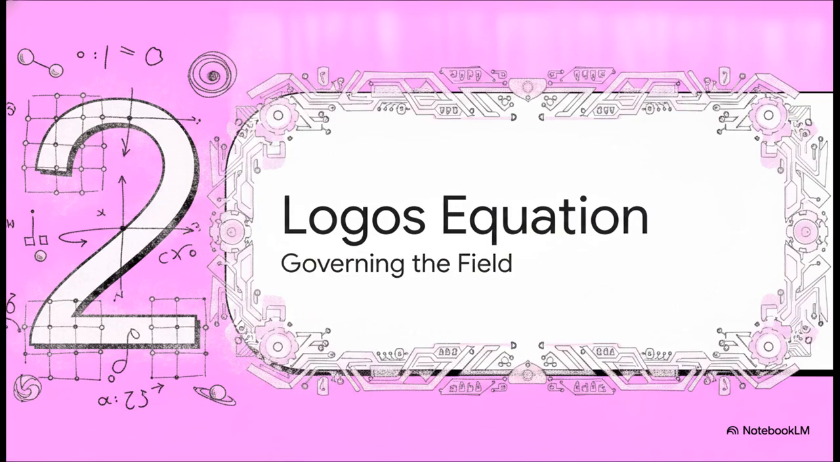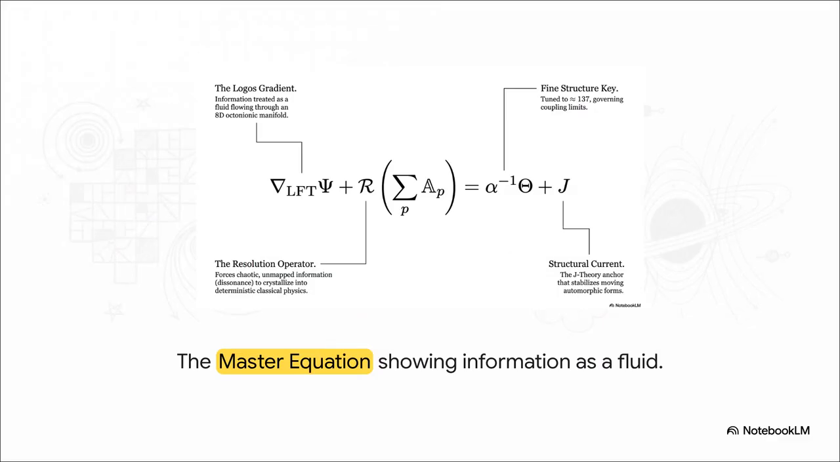Which brings us to part 2, the Logos master equation. Now that we have our mathematical space established, we need the overarching rulebook that governs it. This equation is the core of Logos field theory, and it brilliantly illustrates the ultimate governing dynamic. Let's translate the variables here. On one side, we have the Logos gradient. You can think of this as pure informational intent flowing through an 8-dimensional space.